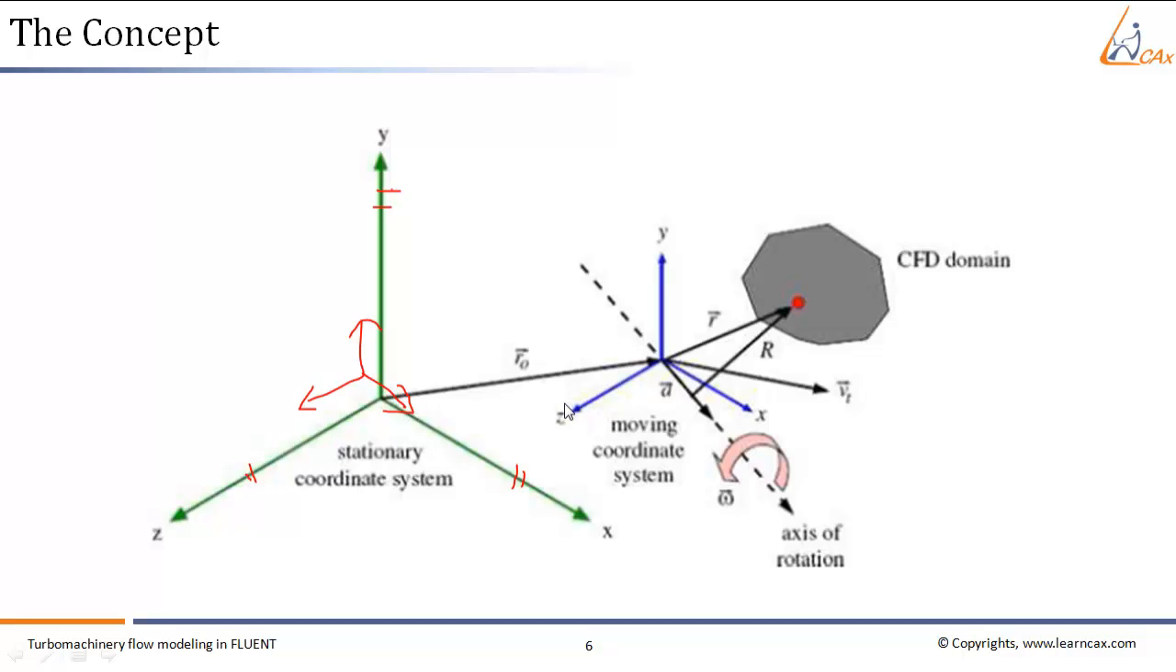The CFD domain is the gray block, so this is the CFD domain. Now this CFD domain is having a translational and rotational motion, with translation velocity Vt and rotational velocity omega.